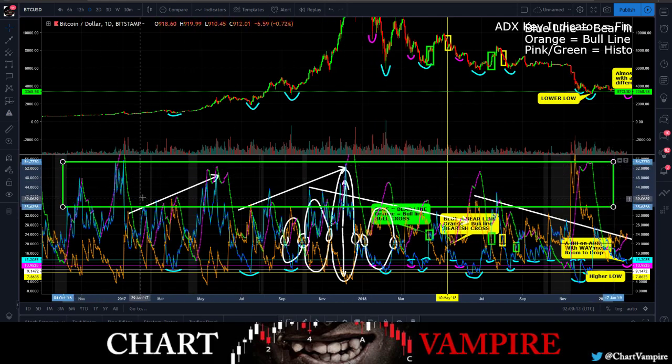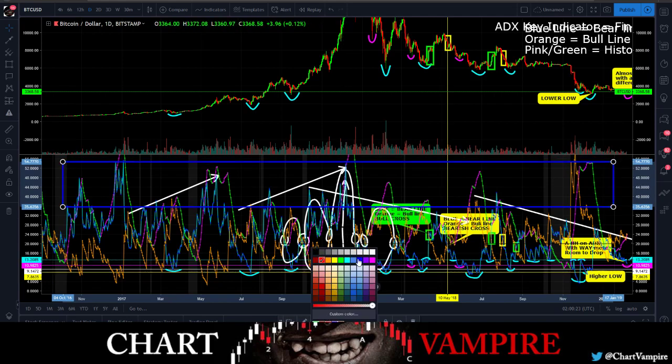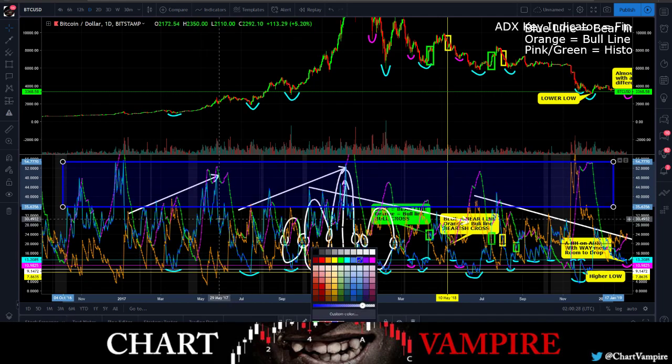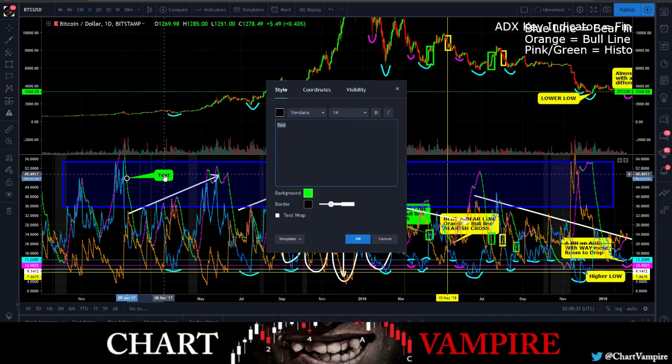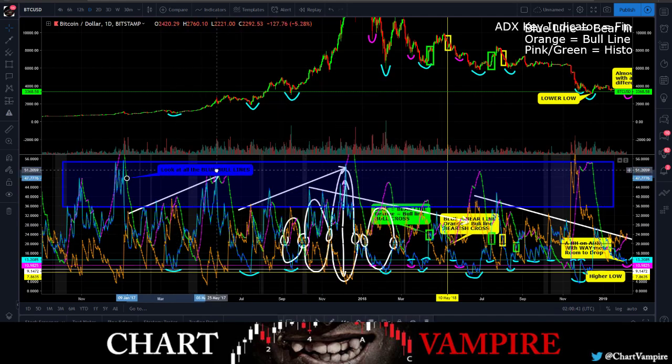So look at this. All of these are blue, blue, blue, blue, blue. Right, so I'm going to do this. Okay, so look at all the blue. Look at all the blue lines. Right, they're all up here. This is where all the blue lines are. Right, it's all up on the top side.